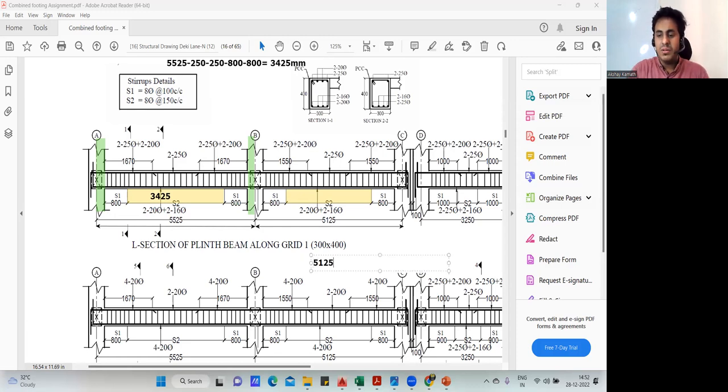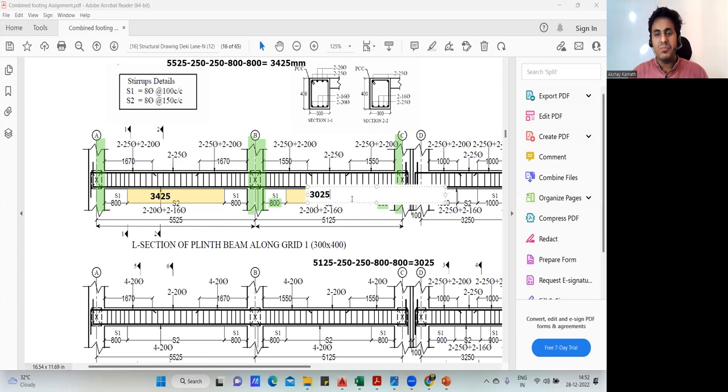So again, 5125 minus 250, half of the column. From here, I'll deduct 250. I'll come from column inner to inner. And then I'll deduct this 800 from here, and I'll deduct 800 from here. I'll get the center. Got it now? So 5125 minus 250 from the left side, minus 250 from the right side, minus 800 from the left side, minus 800 from the right side. Tell me how much you'll get. It will be 5125 minus 500, minus 1600. So 3025 I'm getting. So this length is 3025.